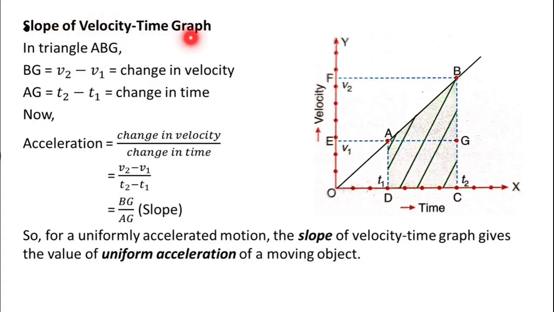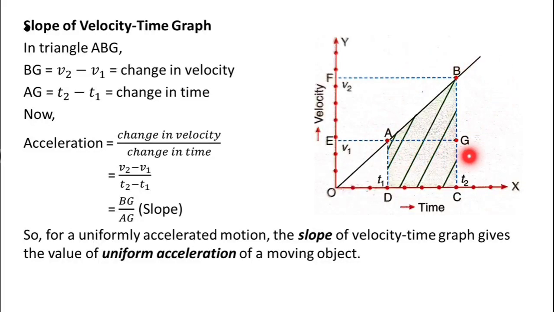What does the slope of velocity time graph give? For this, we consider two points, point A and point B, on the graph. Let point A correspond to time t1 and velocity v1, and point B correspond to time t2 and velocity v2. Now we draw a line parallel to the x-axis from point A and a line parallel to the y-axis from point B. These two lines cut at point G. Consequently, we have a triangle ABG.